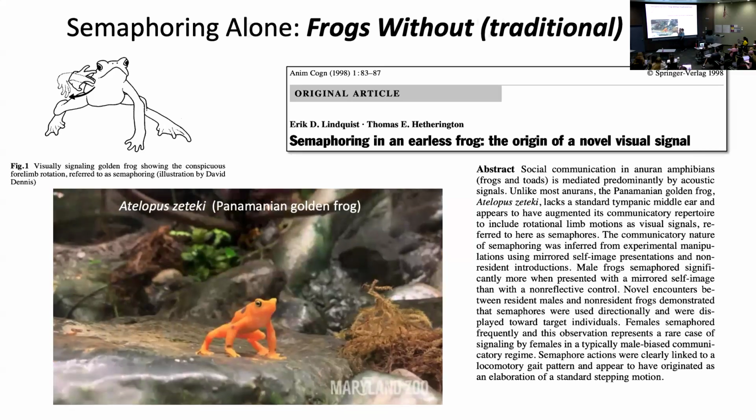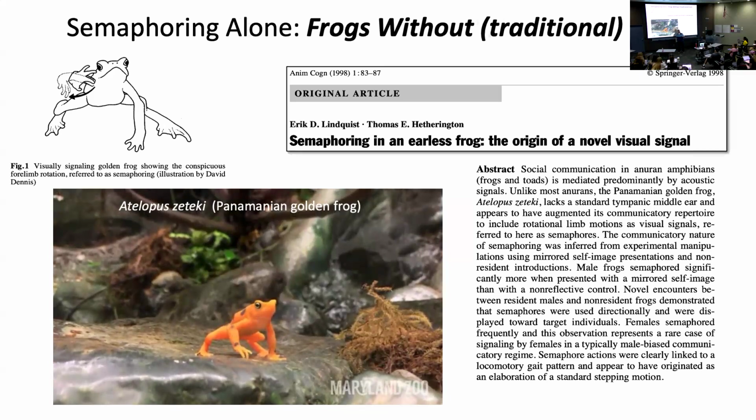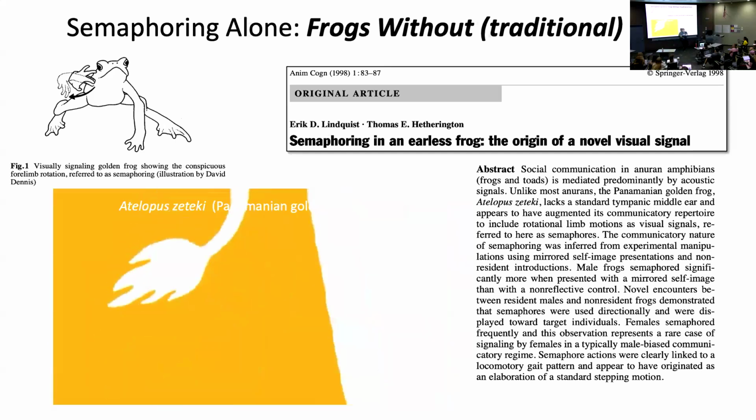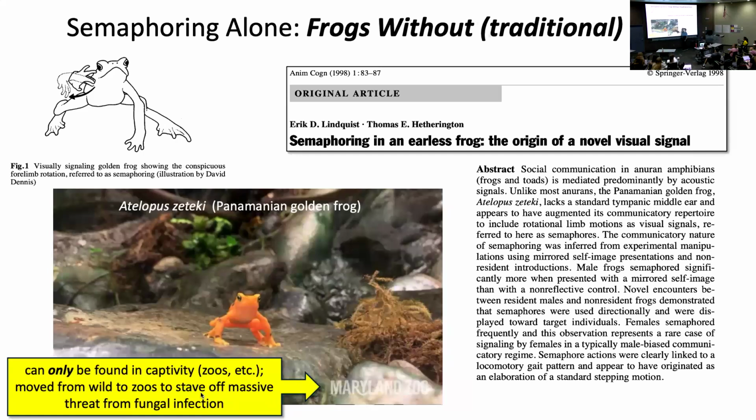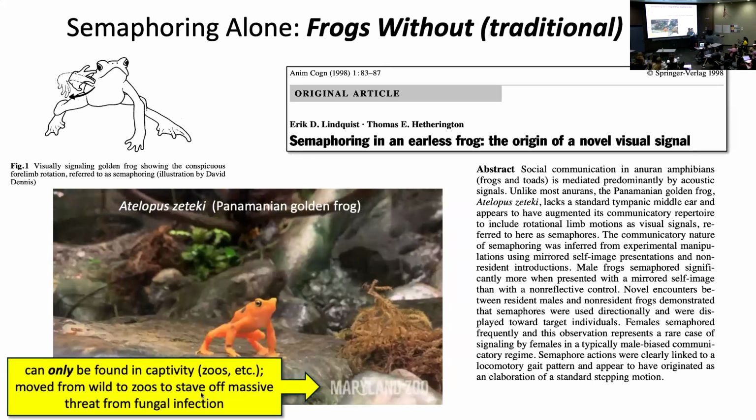And they talk in this paper about how they have evidence that this is a modified walking behavior. Basically, as the frog walks, this behavior is just a stereotyped step that it makes in place that seems to now be used to couple with a little bit of vocalization to make it more clear. And I also bring this one up because it's kind of a famous example, and I left the Maryland Zoo in there because these frogs that used to be in Panama just got decimated by a fungal infection that affects a lot of amphibians, but it particularly affected them.